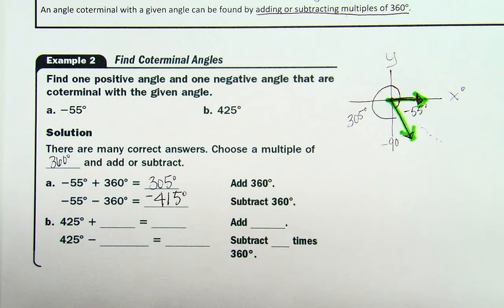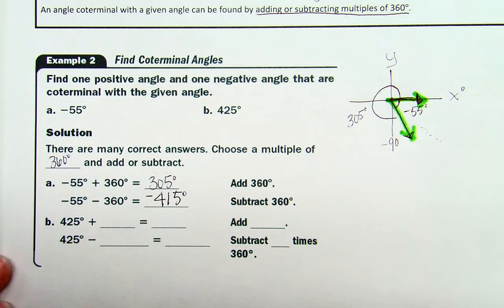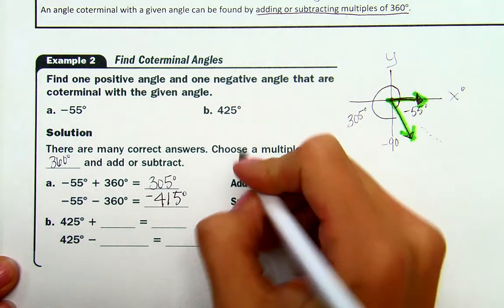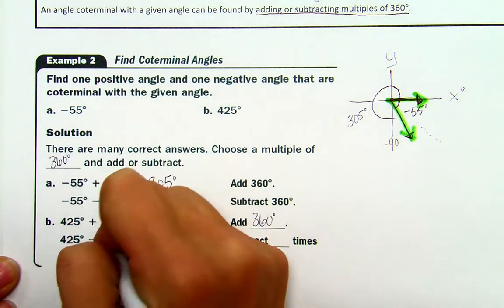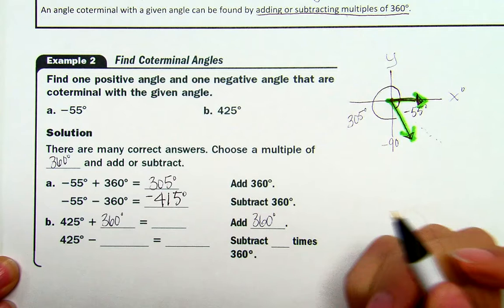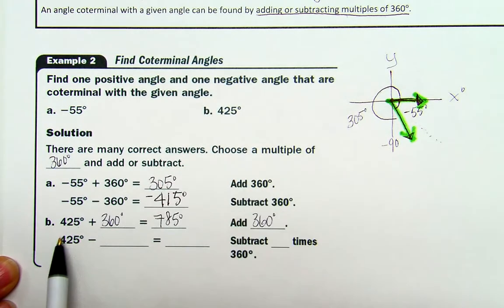All right, so looking at letter B, I'm not going to graph or sketch the angle 425 degrees. Now that we get the concept, we can do this in multiples of 360 without having to graph it. So the first thing I'm going to do is take 425 and add 360 because I want a positive coterminal. If I add 360 degrees to 425, I'm going to get 785 degrees. So negative 55 degrees, 425 degrees and 785 degrees are going to be coterminal.